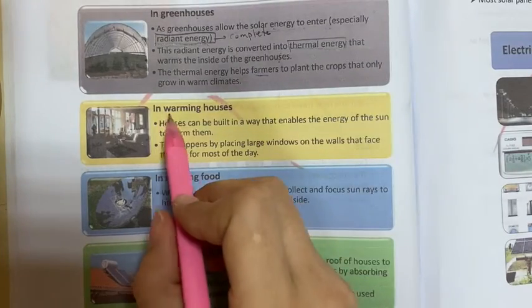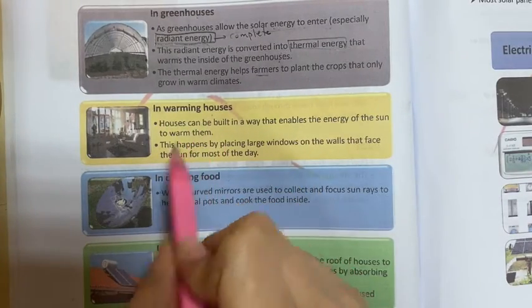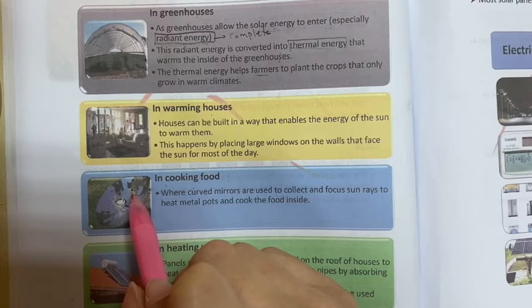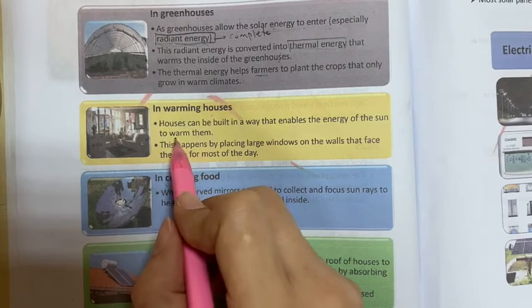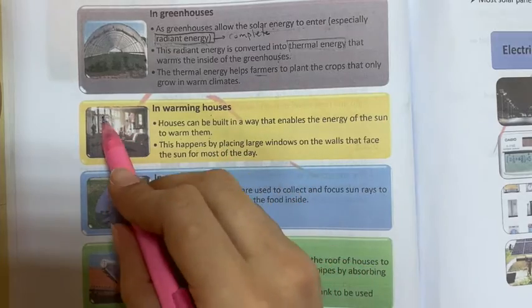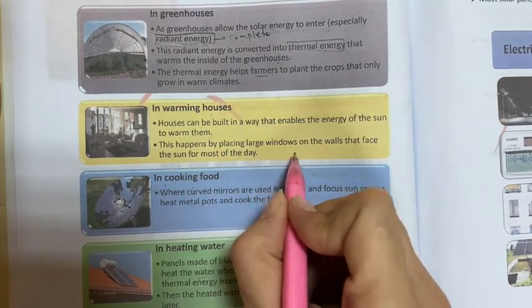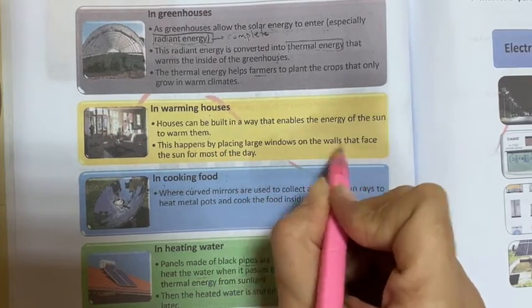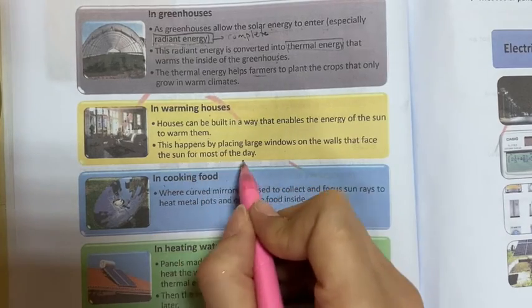Number 3, in warming houses. Houses can be built in a way that enables the energy of the sun to warm them. This happens by placing large windows on the walls that face the sun for most of the day.